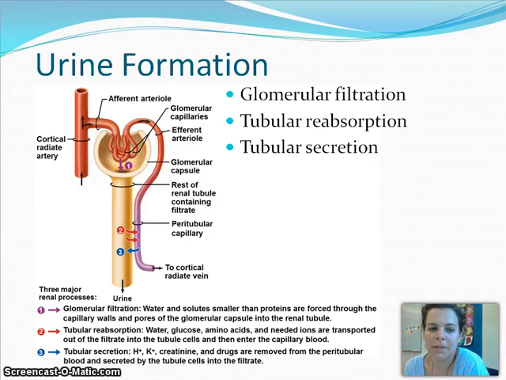So when urine is formed, there's three steps. First one is glomerular filtration, then tubular reabsorption, and then tubular secretion.